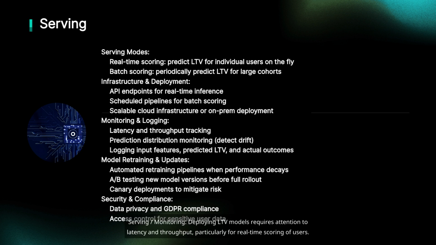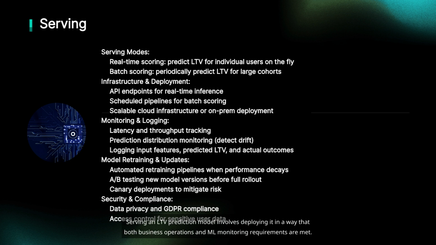Serving and monitoring. Deploying LTV models requires attention to latency and throughput, particularly for real-time scoring of users. Monitoring for drift in feature distributions or in LTV prediction performance is necessary, as changes in user behavior may degrade the model. Retraining triggers should be established based on monitored performance decay, ensuring the model remains accurate over time. By combining offline evaluation, online testing, KPI alignment, and robust monitoring, the organization can maintain trust in LTV predictions and leverage them effectively in business decisions.